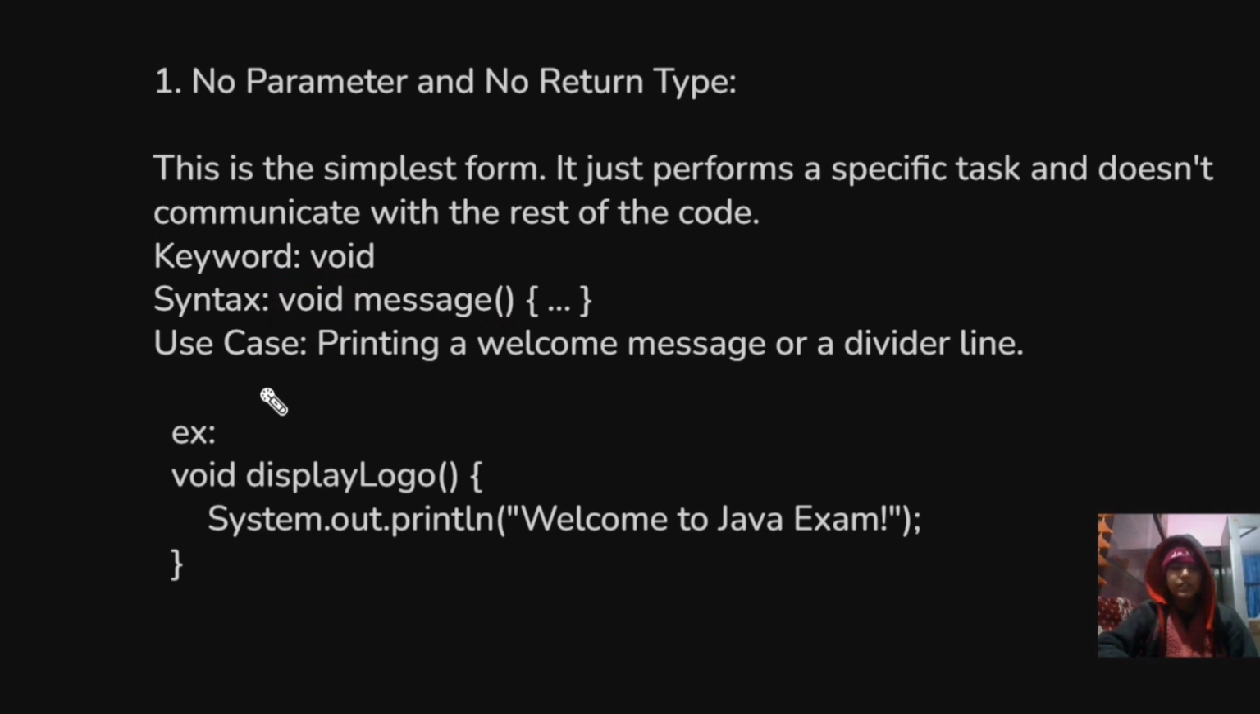The use case of no parameter and no return type is printing a welcome message or divider. In this example, we initialize a function named display logo, it has no parameter, and when we call this function it simply prints this statement only, welcome to Java. So basically this is the no parameter and no return type.